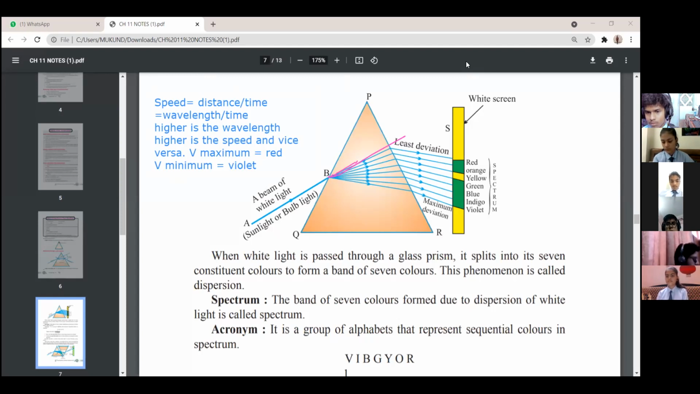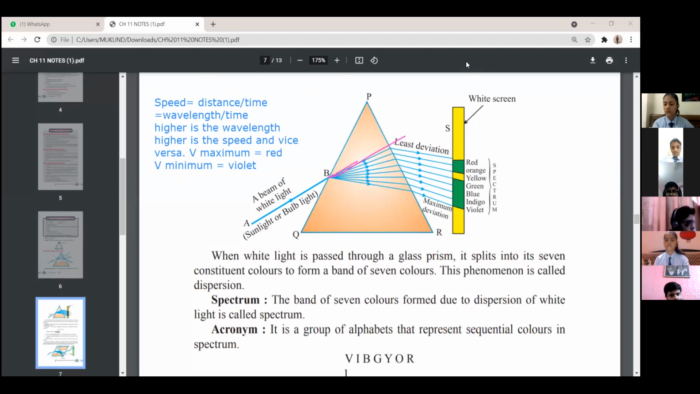So the wavelength of red color is maximum. So whose speed will be maximum? Which color will have the maximum speed? Red. Red color will have the maximum speed, right? Therefore it is least deviated. जल्दी से निकल जाएगा क्योंकि उसको maximum speed मिली है due to higher wavelength.